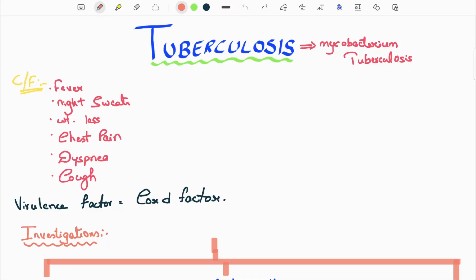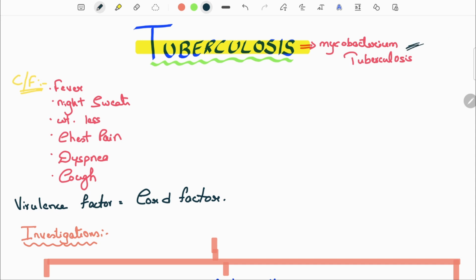So today in this video we are going to discuss a very important topic, that is tuberculosis. Not only in pathology, it is also very important in microbiology, and the drugs are also important in pharmacology, that is tuberculosis. We all know that it is caused by Mycobacterium tuberculosis.